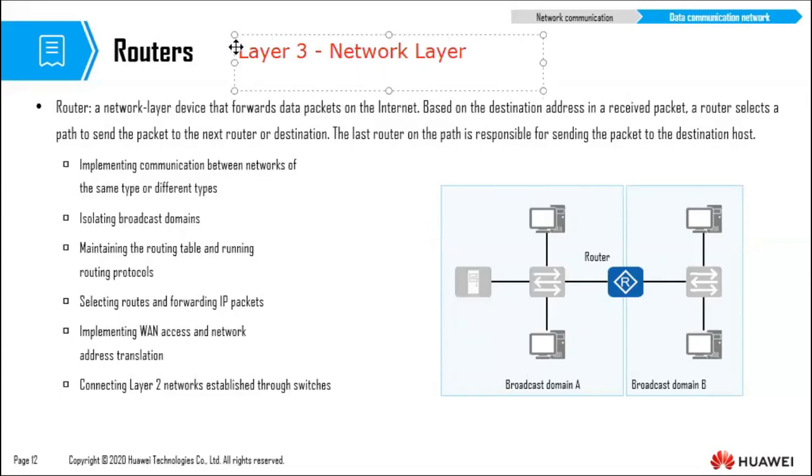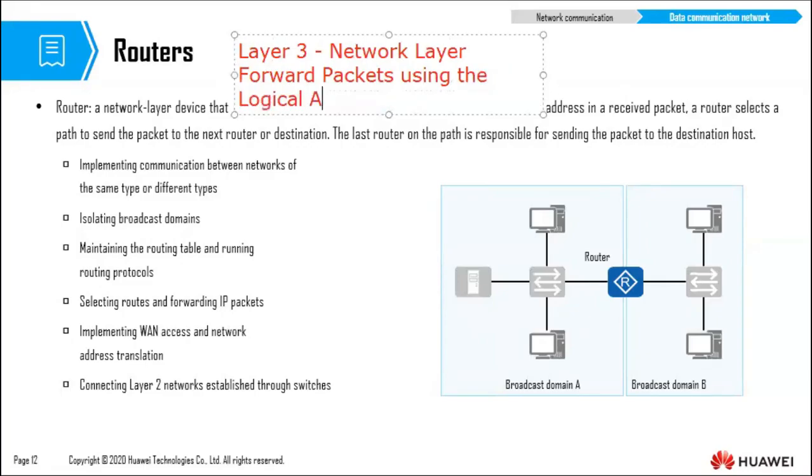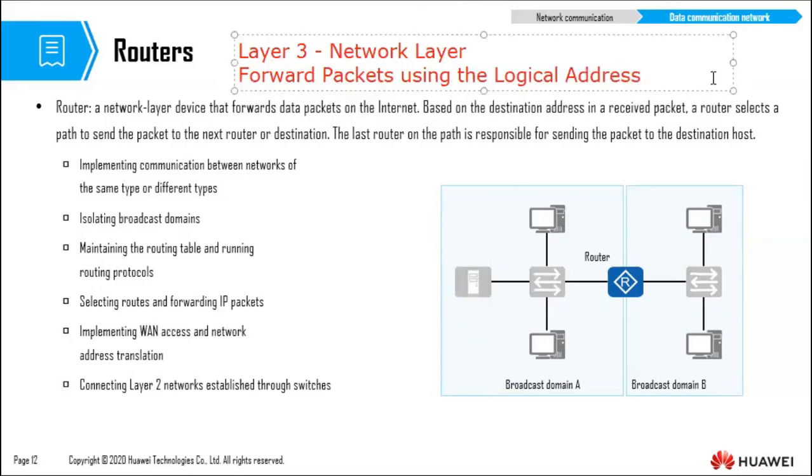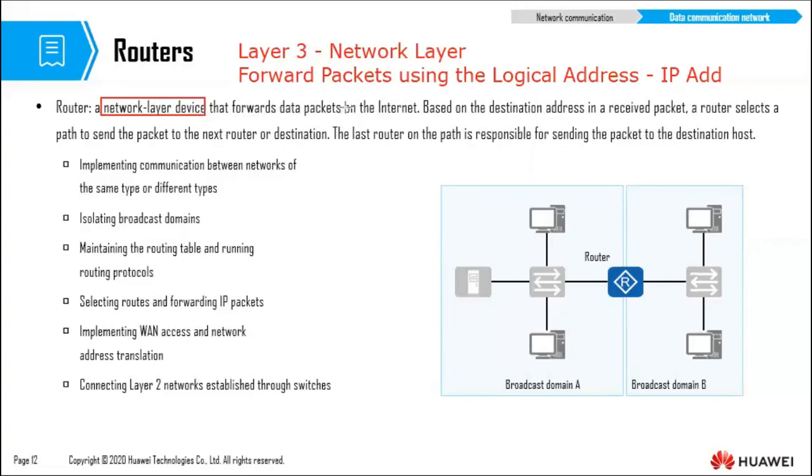Now, these ones, they forward packets using the IP address. So a network layer device forwards data packets on the internet.